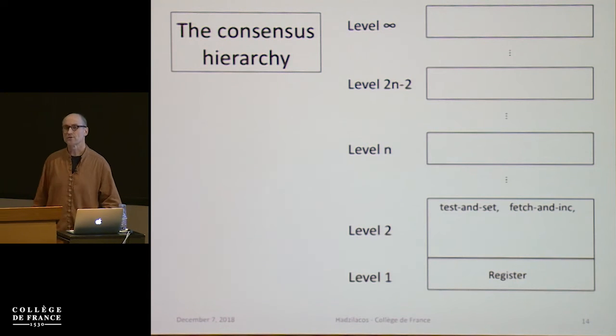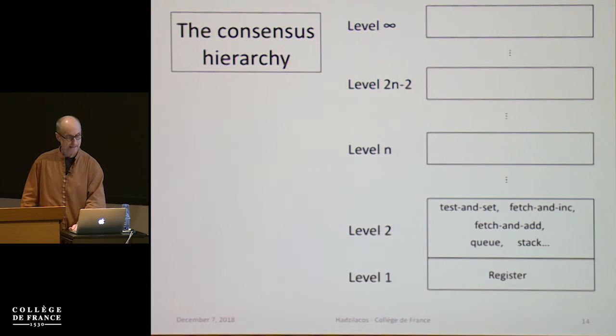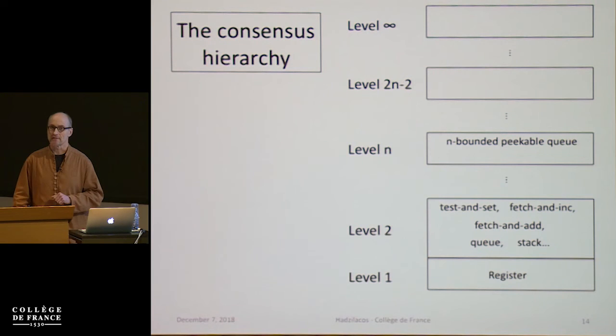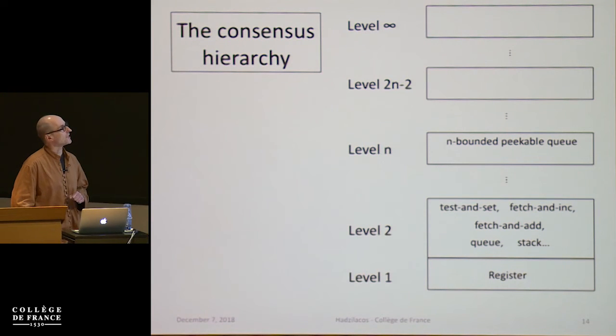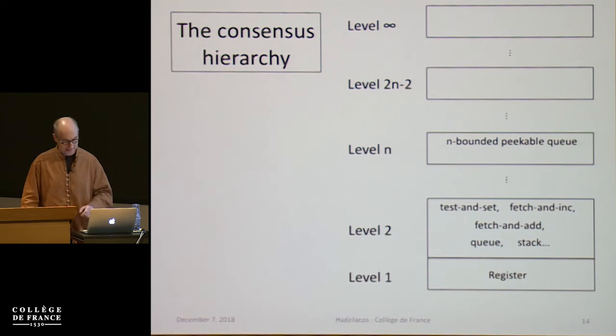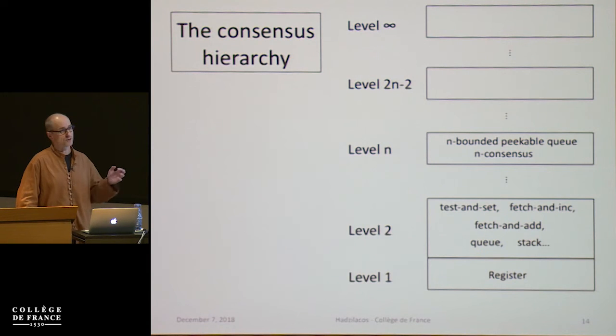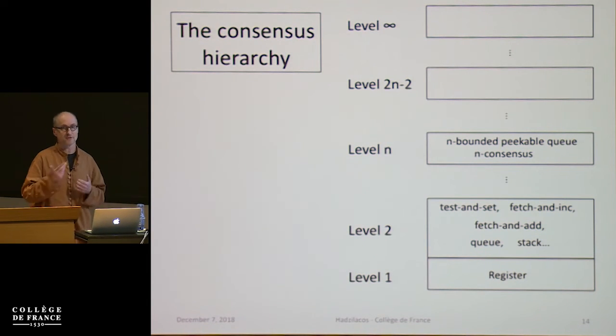At level 2, we have a variety of familiar objects, such as registers with a test and set operation, or with a fetch and increment operation, or with a fetch and add operation, and other objects like queues, stacks, priority queues. But every level in this hierarchy has something in it. So, for example, level n has something called an n-bounded pickable queue. It's not important if you don't know what that is. Something that I confusingly called n consensus, I think in Rachid's terminology would be consensus n. It is an object that allows n processes to solve consensus.